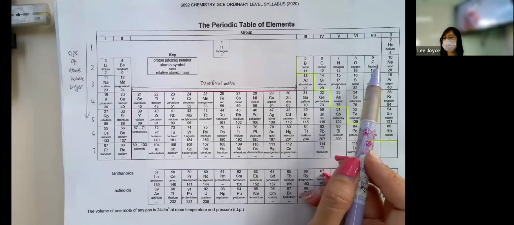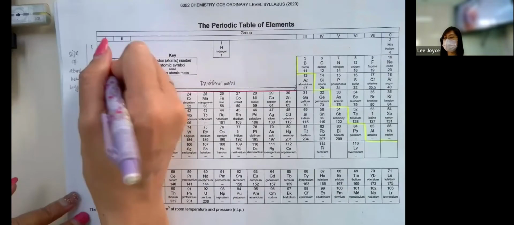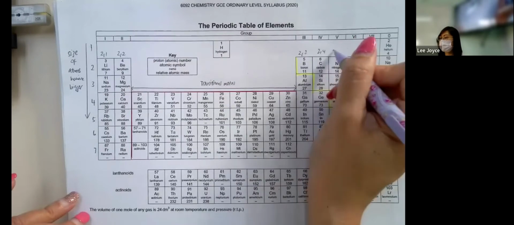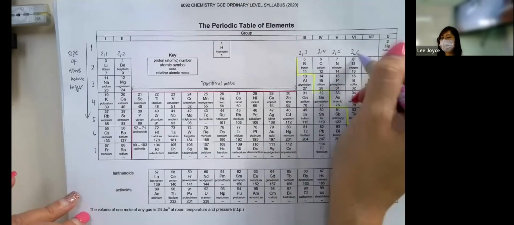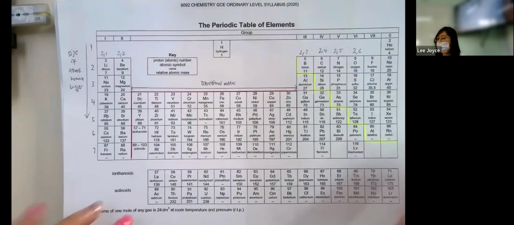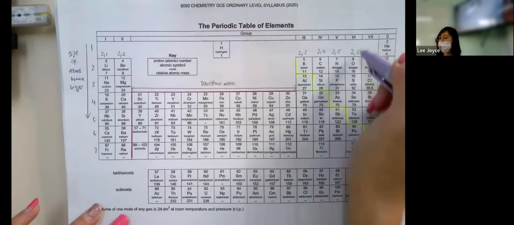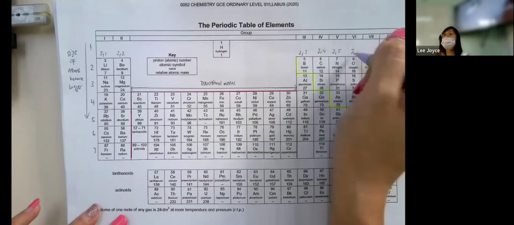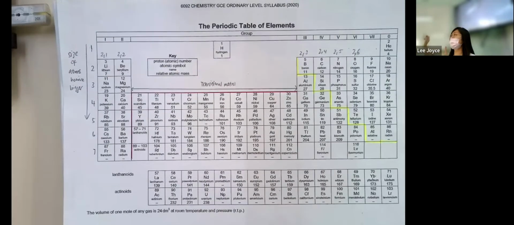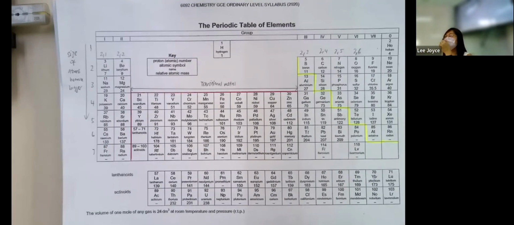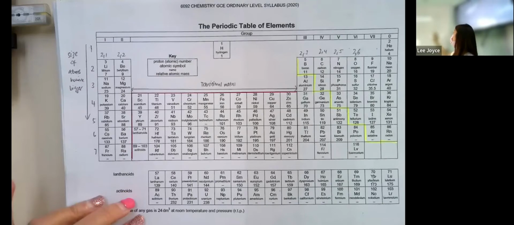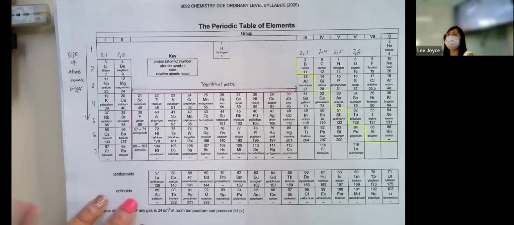For example, lithium configuration is 2,1, beryllium is 2,2, this is 2,3, 2,4, 2,5, 2,6. You see the last shell, the number of electrons increases, right? This is going to be a very big thing because when the number of electrons increases, the nucleus in the atom will keep attracting more and more electrons, causing the overall size to become smaller and smaller. The forces of attraction between the nucleus and the valence electrons will get stronger and stronger.